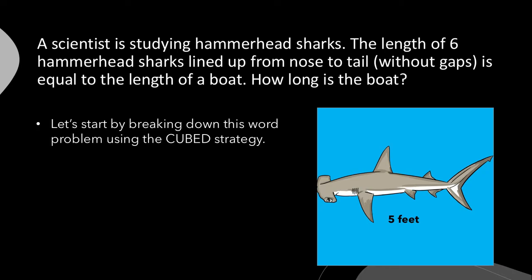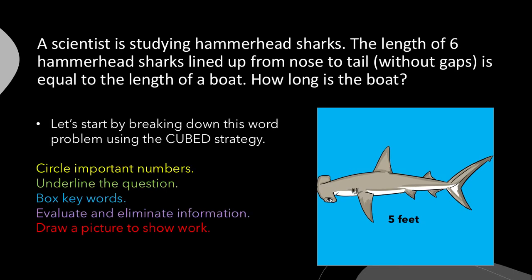So another question that you would have would be something like this. A scientist is studying hammerhead sharks. The length of 6 hammerhead sharks lined up from nose to tail, without gaps, is equal to the length of a boat. How long is the boat? Well, let's think. Let's break down this word problem by using CUBE. Remember, our cube method is circle the important numbers, underline the question, box keywords, evaluate and eliminate information, and draw a picture to show your work.